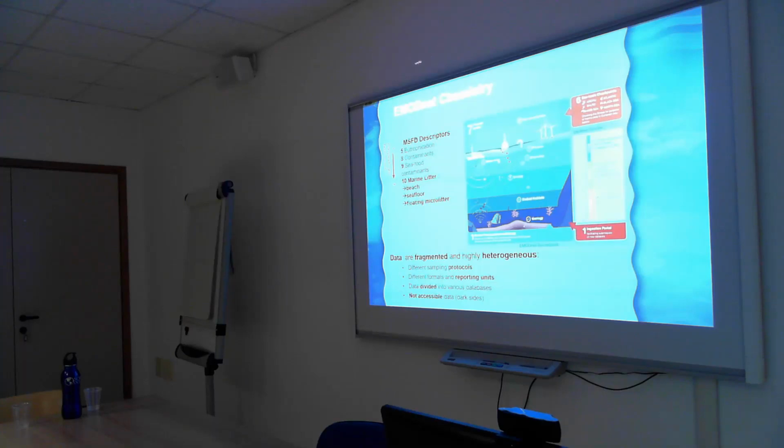And we are dealing with some of the descriptors of this Marine Strategy Framework Directive, which are descriptor 5 for eutrophication, descriptor 8 for contaminants, descriptor 9 for seafood contaminants, and the new one that we're dealing with is descriptor 10 for marine litter. We have a specific focus on beach litter, seafloor litter, and floating microlitter, because this is considered up to now a quite hot topic in the EU, but also in the international community beyond Europe.